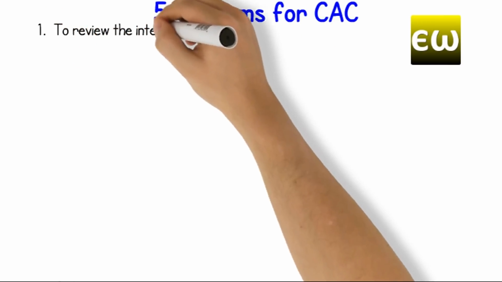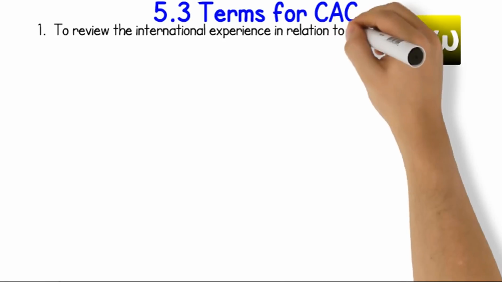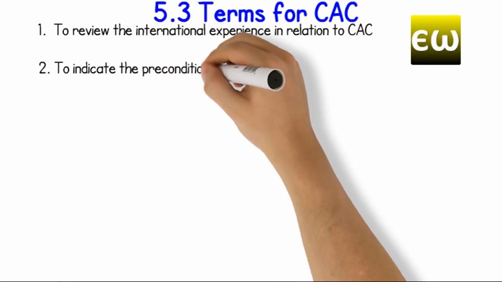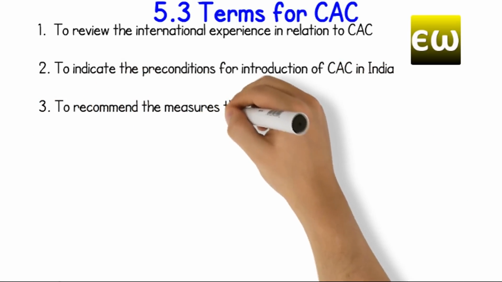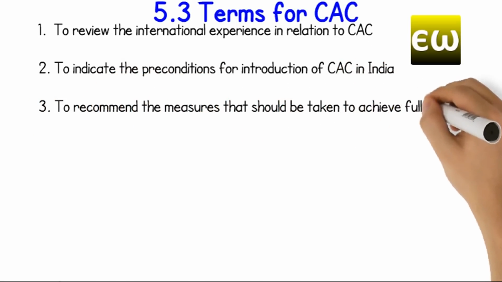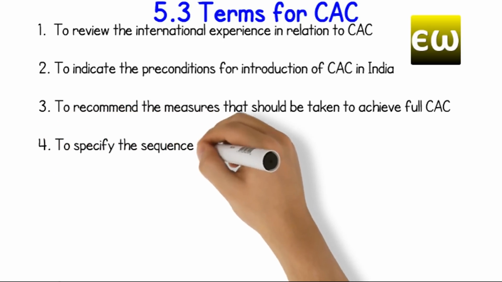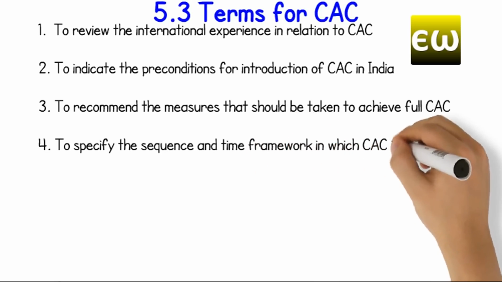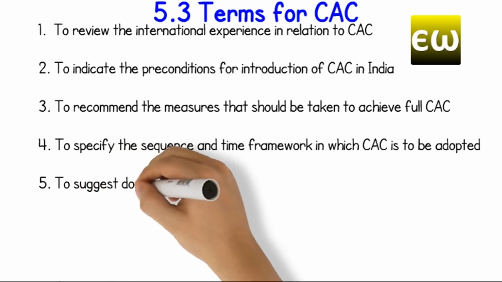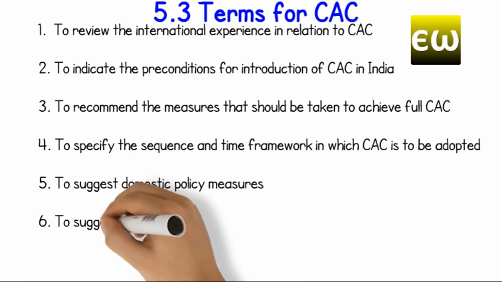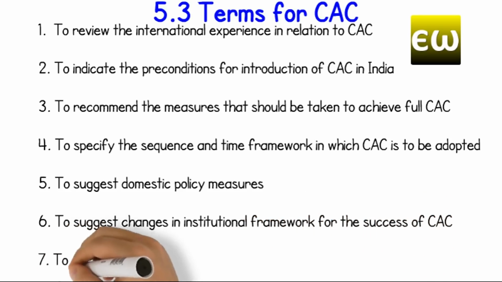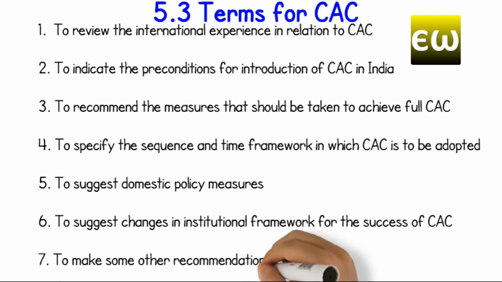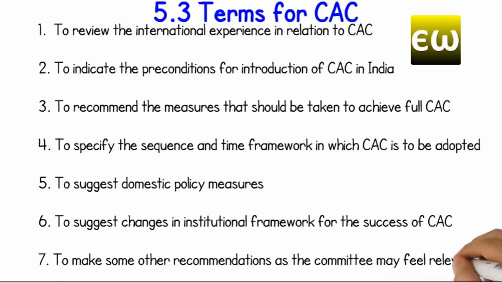Terms for CAC. 1. To review the international experience in relation to CAC. 2. To indicate the preconditions for introduction of CAC in India. 3. To recommend the measures that should be taken to achieve full CAC. 4. To specify the sequence and time framework in which CAC is to be adopted. 5. To suggest domestic policy measures. 6. To suggest changes in institutional framework for the success of CAC. 7. To make some other recommendations as the committee may feel relevant.